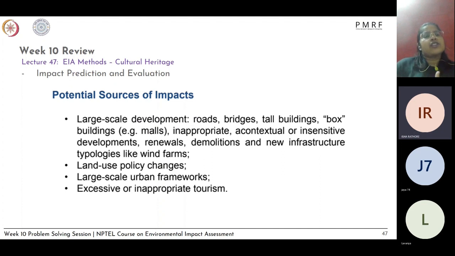And then for cultural heritage, we do impact prediction and evaluation. Potential sources of impacts include large-scale developments like the building of roads, bridges, and tall buildings, inappropriate, acontextual, or insensitive developments which do not have anything to do with the cultural value of the site, any sort of renewable demolitions or new infrastructure typologies. We also have impacts from changes in land use policy, from large-scale urban frameworks. Excessive or inappropriate tourism also causes problems and impacts to sites. So these are potential sources of impacts to cultural heritage.